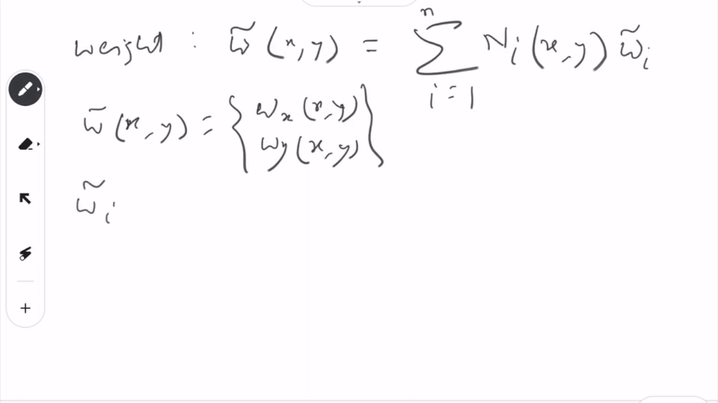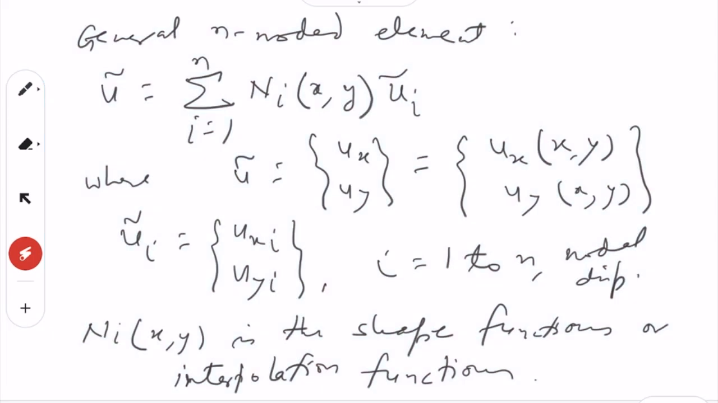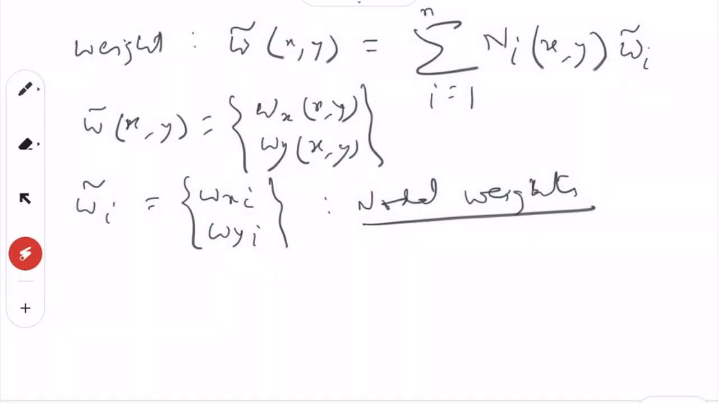w_i is equal to w_xi and w_yi, nodal weights, okay. So these things are constant basically, what I mean. In a similar way these are the nodal displacements which are constants, okay. So these values we need to find out, okay. So once we have that, we can put them in the original equation, okay.